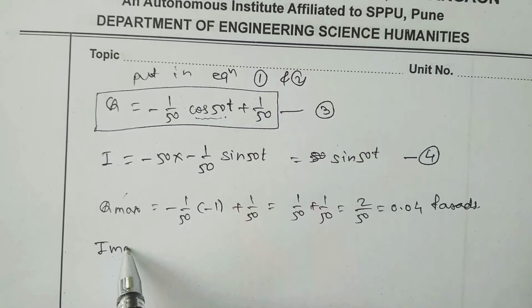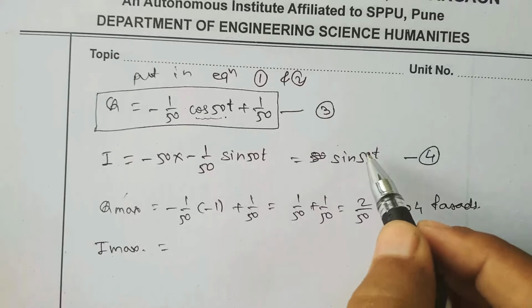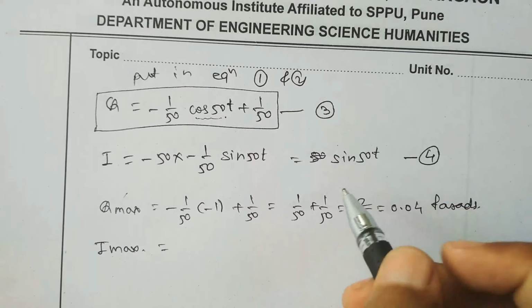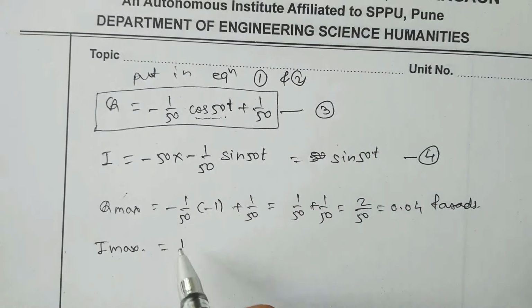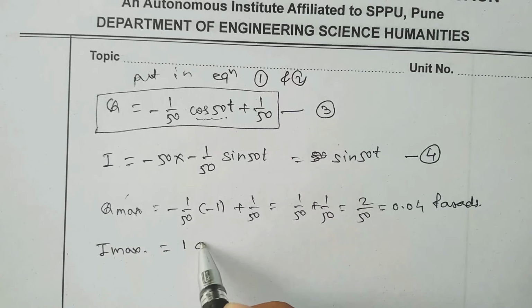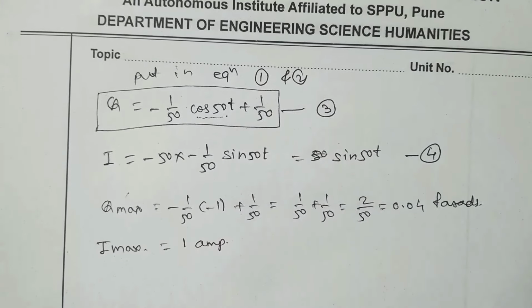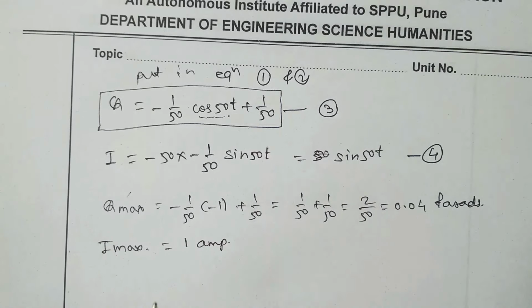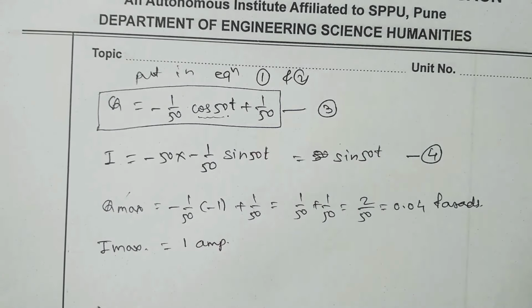And the maximum current I max, you have to maximize this sine function. We know that the maximum value of sine function is 1. So the maximum current is 1 ampere. So this is the final solution for this example. The remaining examples we will see in the next video.